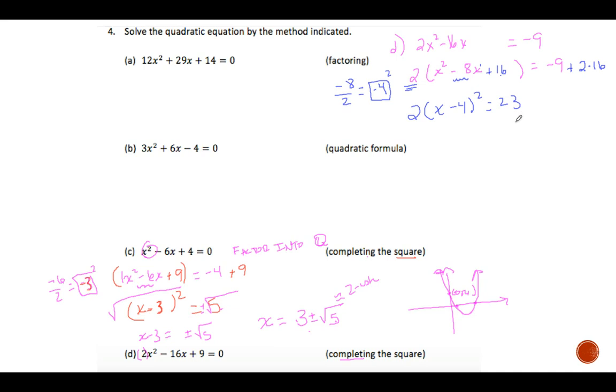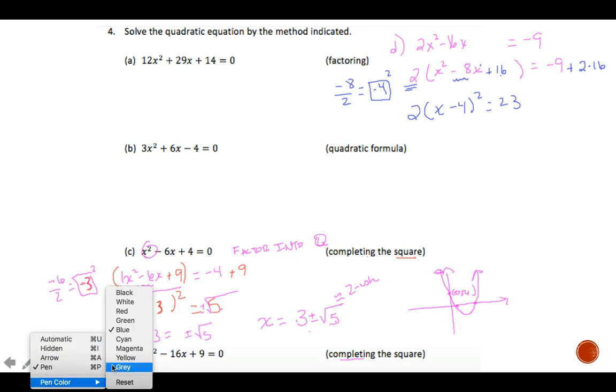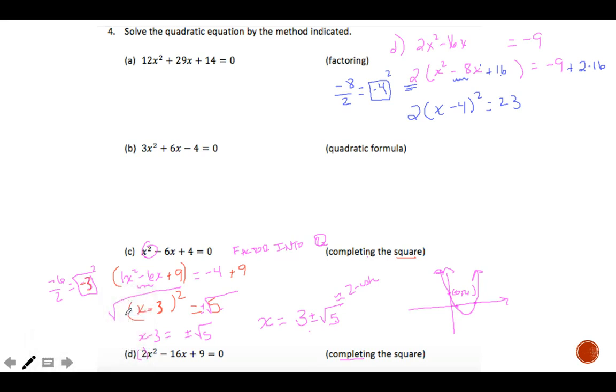And again, I do a double check to make sure this -4 is right here. Now I need to solve this equation. I'm going to undo the division by 2. I'm going to plus and minus square root both sides. And I'm going to add 4.